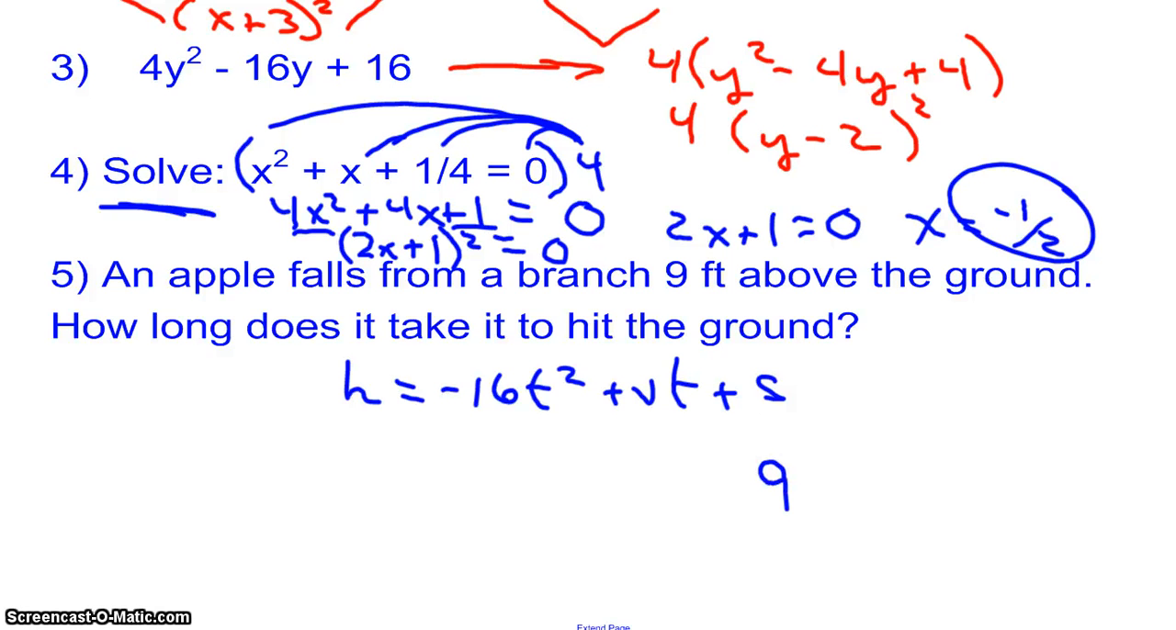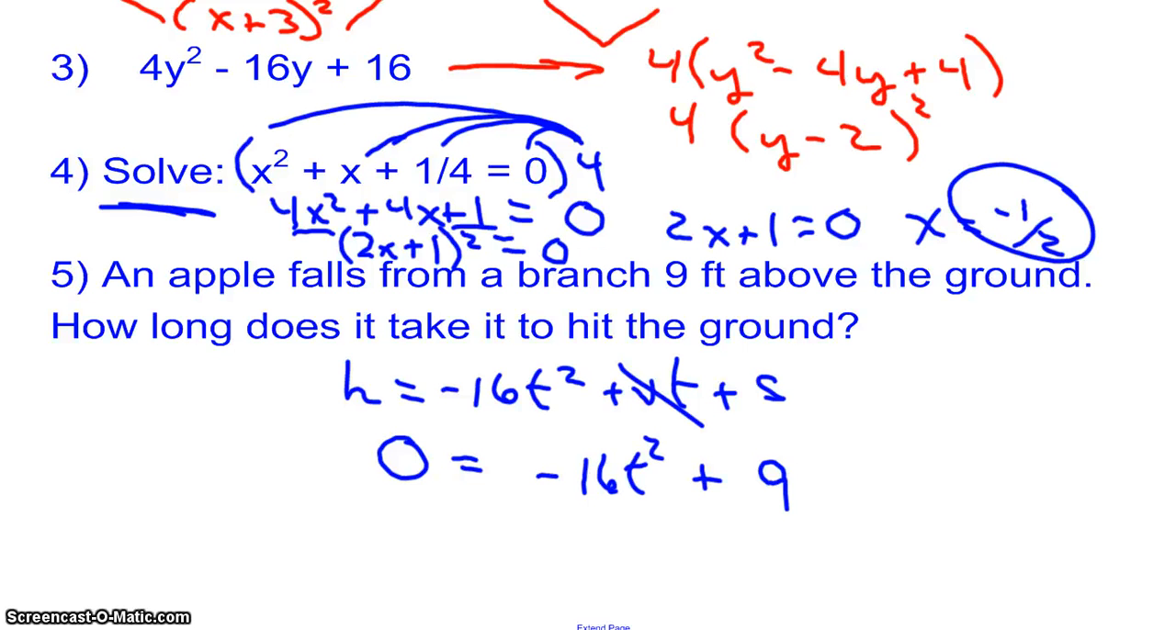Okay, now, the initial velocity is what? 0, so we can just kind of wipe out the middle. We don't have a middle term. 0 times t is 0. And so we still have negative 16t squared plus 9. And now what is the ending height if it hits the ground? 0. So now, to solve this, what would you do?